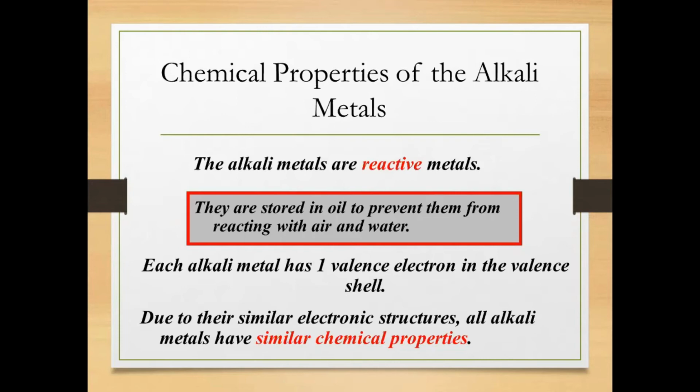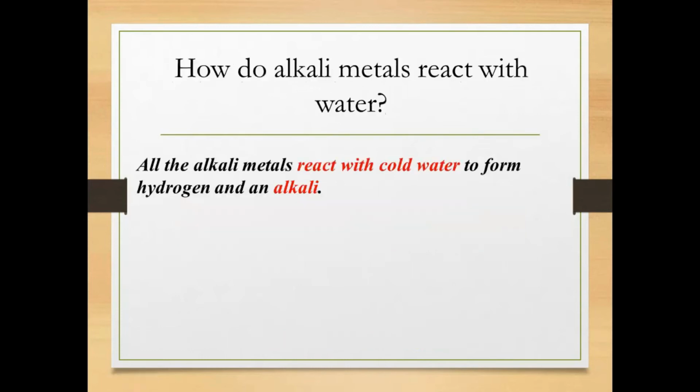Each and every member of the alkali metals has one valence electron, because they belong to group number 1, and the group number shows the number of valence electrons. Definitely all the members of group 1, like lithium, sodium, potassium, rubidium, cesium and francium, have one valence electron. Because they have one valence electron, it is very easy for them to lose that electron and become positively charged. Therefore, they are highly reactive metals.